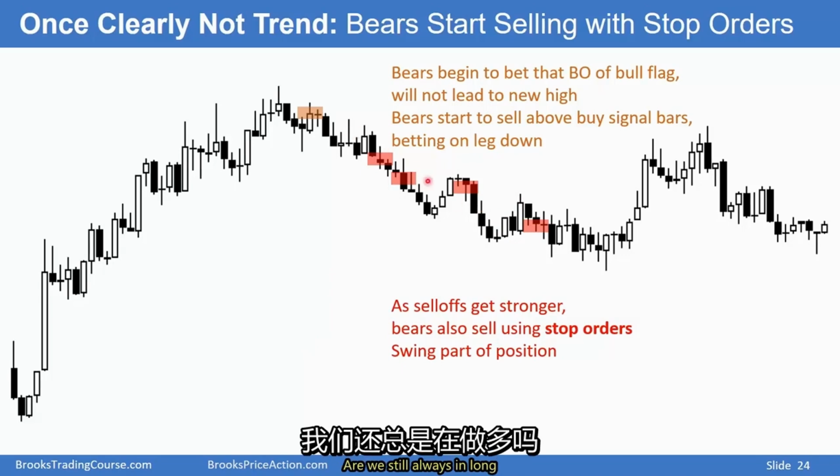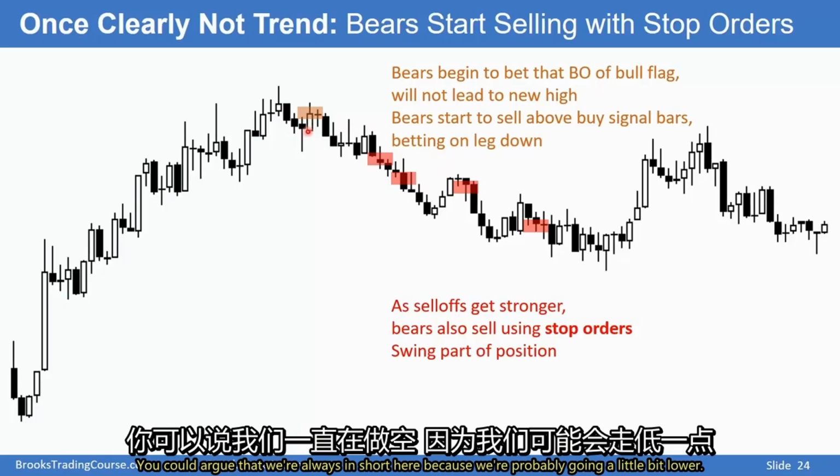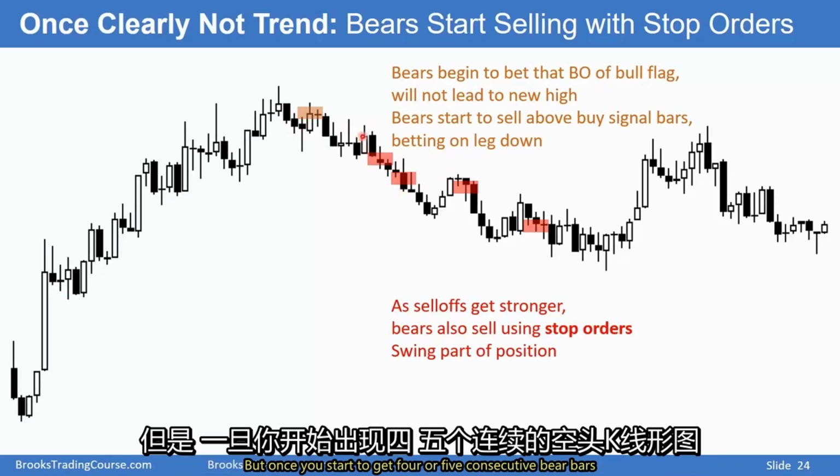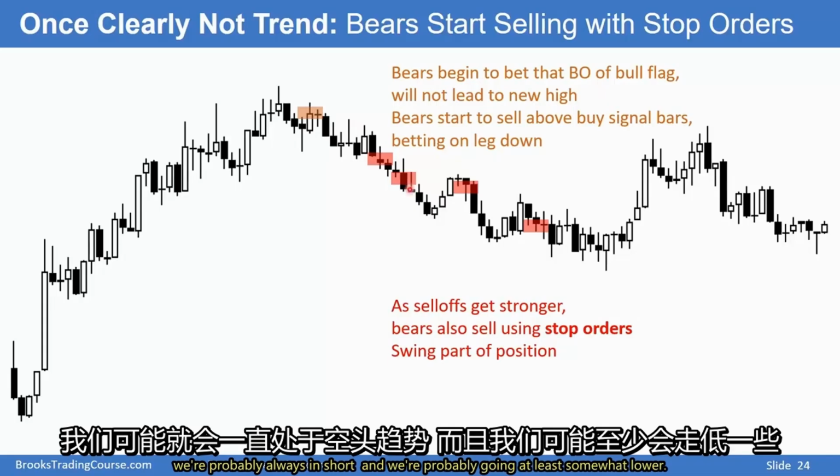Are we still always in long? You could argue that we're always in short here because we're probably going a little bit lower. But once you start to get 4 or 5 consecutive bear bars, we're probably always in short, and we're probably going at least somewhat lower.